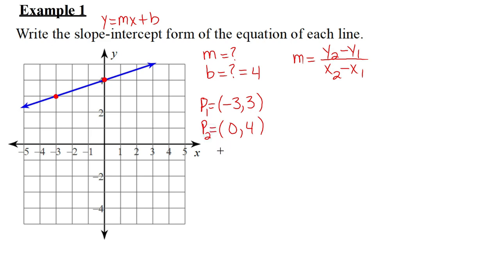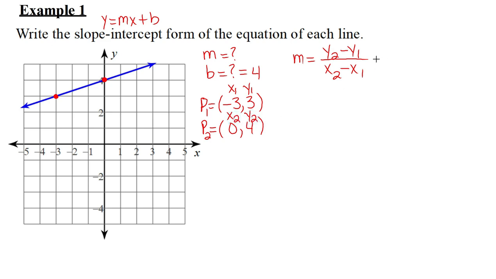Now, with any ordered pair, the first number is always going to be your x value, and the second number is always going to be your y value. So since we're talking about this being point 1, -3 is going to be x1, and then the 3 is going to be the y1. So in my second ordered pair here, the 0 is going to be my x coordinate, the 4 is going to be my y coordinate. So since we're talking about this being point 2, the 0 is going to be our x2, and the 4 is going to be our y2.